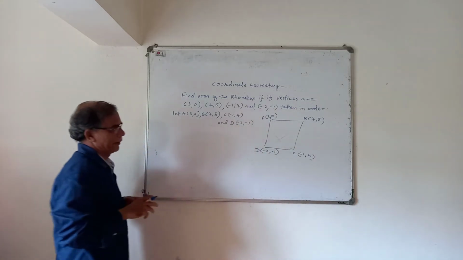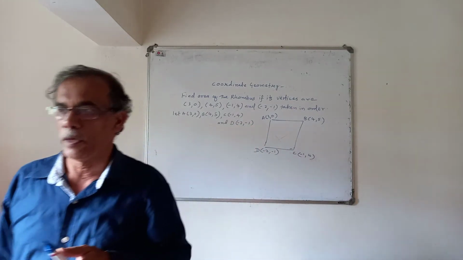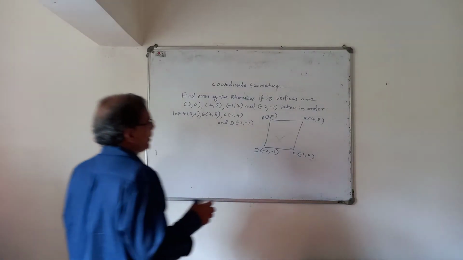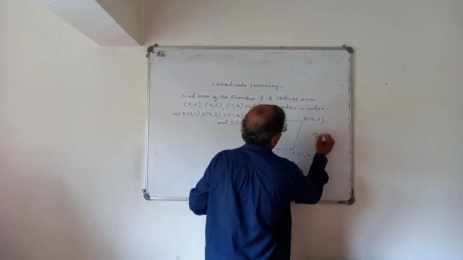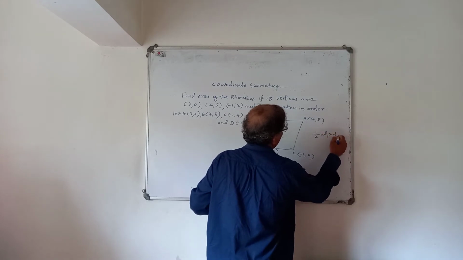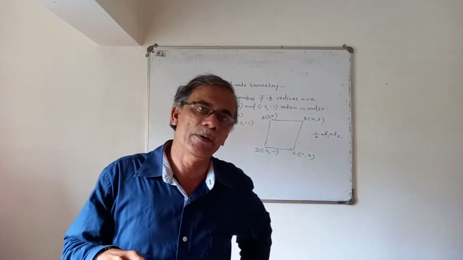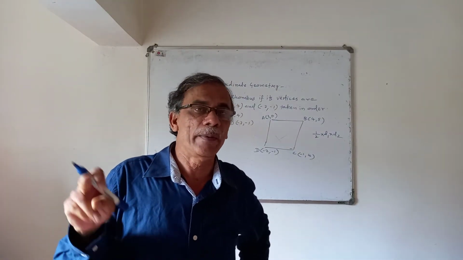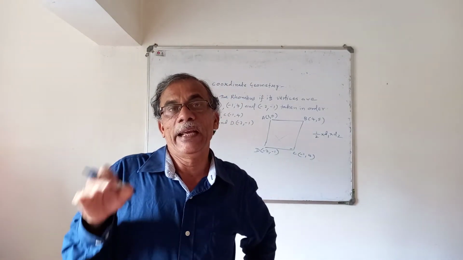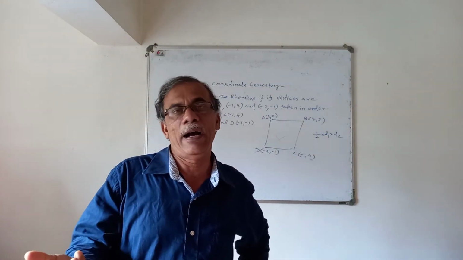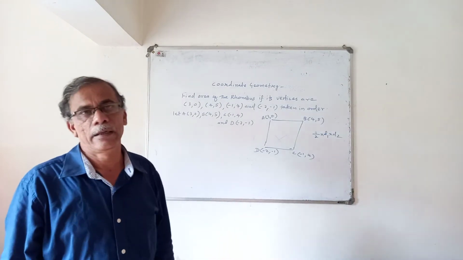The area of this rhombus. Last year we had a formula for the area of a rhombus. Do you remember that? Area of a rhombus is equal to half into d1 into d2. What are this d1 and d2? d1 means the length of one diagonal, d2 means the length of the other diagonal. That means in a rhombus, if you know the lengths of the diagonals, you can find the area of the rhombus.